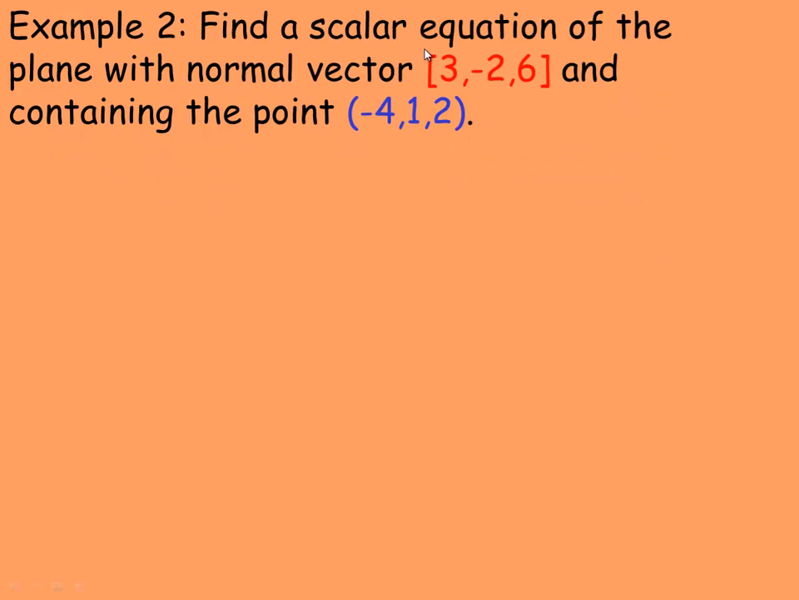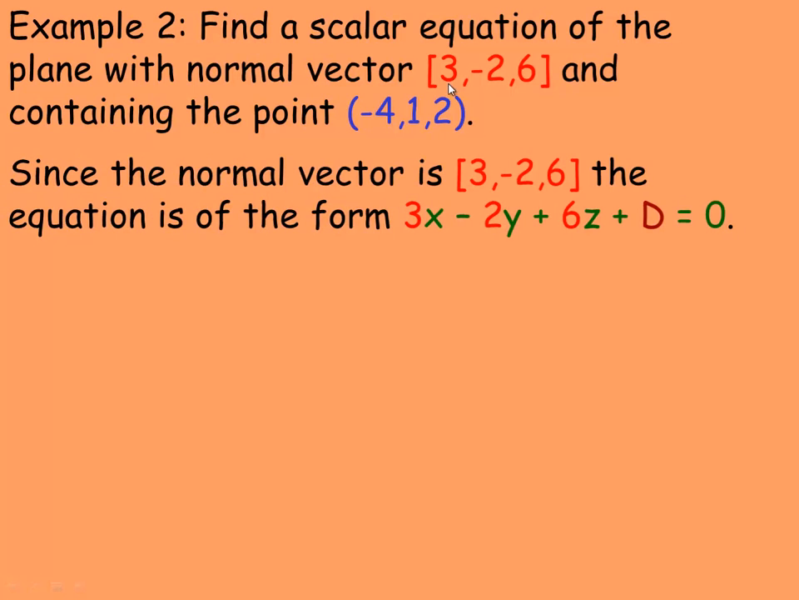So in this example, it says find a scalar equation of the plane with normal vector 3, negative 2, 6 and containing this point. Well, if 3, negative 2, and 6 is the normal vector, then they're the coefficients of x, y, and z in the scalar or Cartesian equation. So the equation would be 3x minus 2y plus 6z plus some constant that we'll call d for a moment until we find what d is, equals 0.